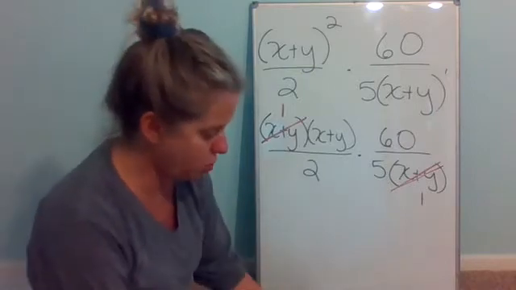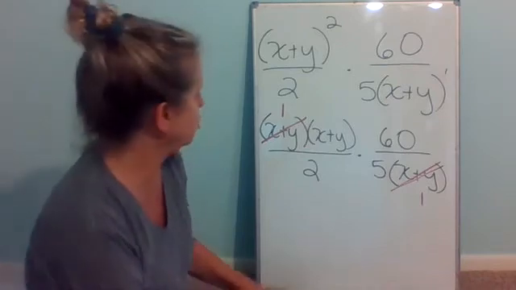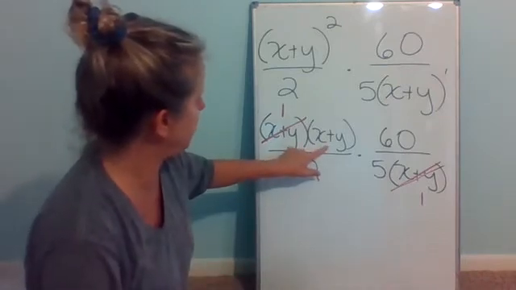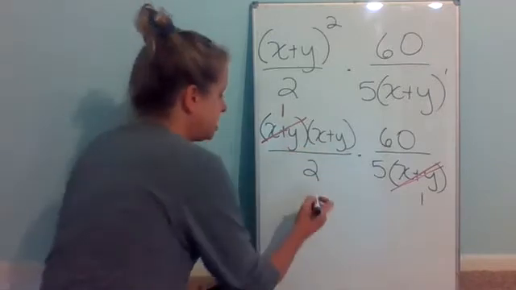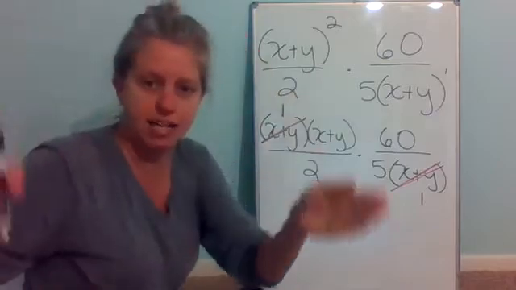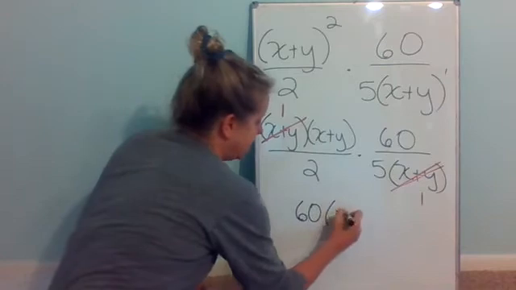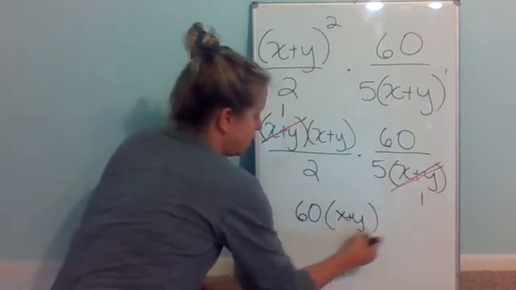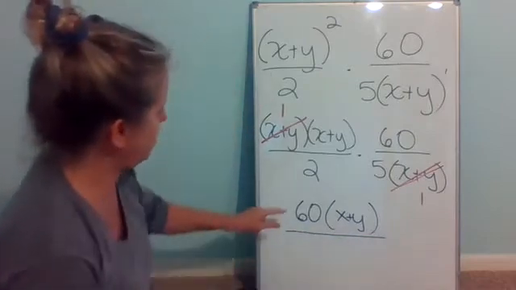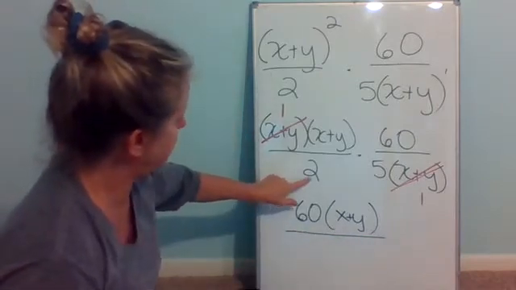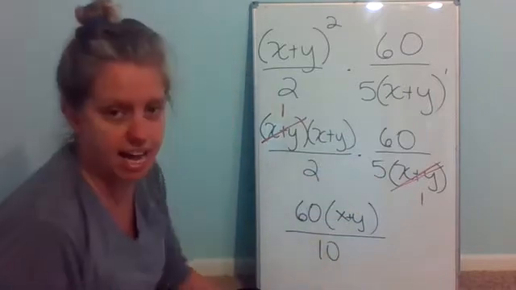So now I don't see any more parentheses that I can cancel. So I'm going to multiply what is left. So let's see, what do you have left up top? You've got x plus y times 60. So you could either write it x plus y 60, or you could write it 60 times x plus y over, what do you have left in the bottom? All I have left in the bottom is 2 times 5, which is 10.